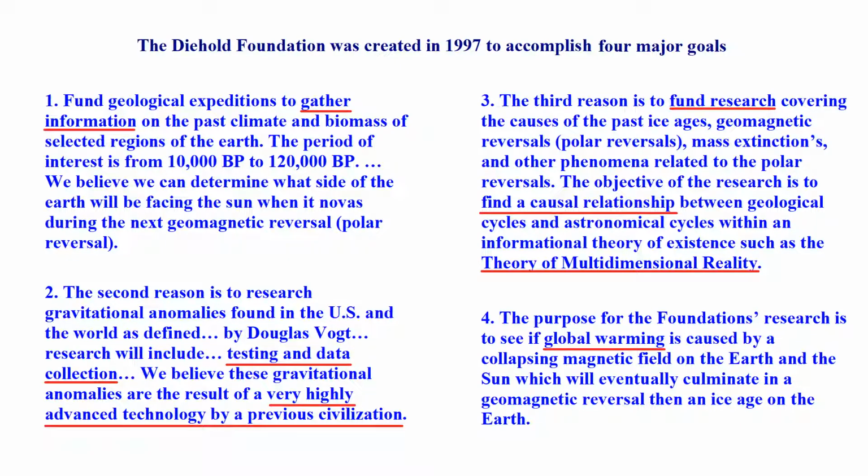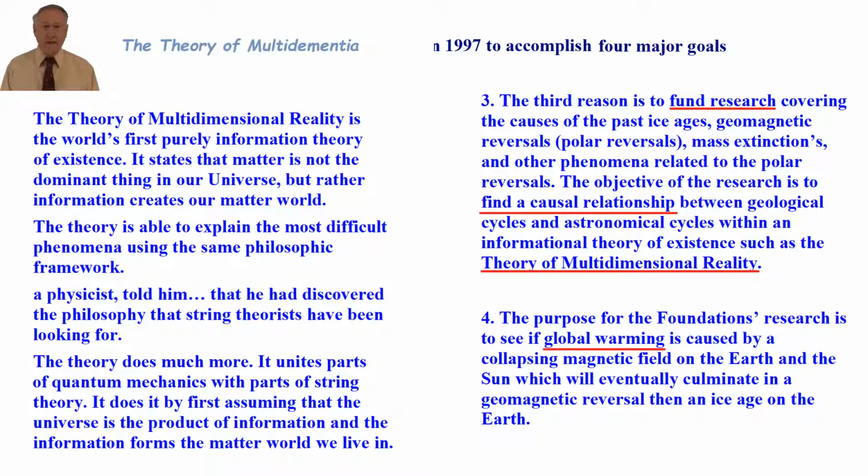Okay? "The objective of the research is to find a causal relationship between geological cycles and astronomical cycles within an informational theory of existence, such as the theory of multidimensional reality." What the hell is this theory about? Here it is. You get a little breakdown here, a little synthesis, what he's talking about. He says, "The theory of multidimensional reality is the world's first purely information theory of existence."